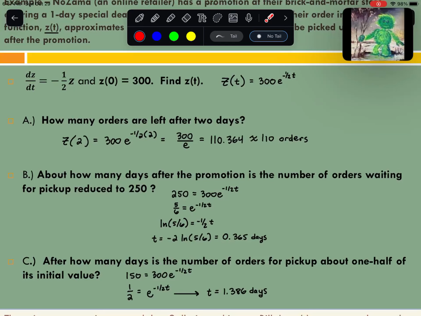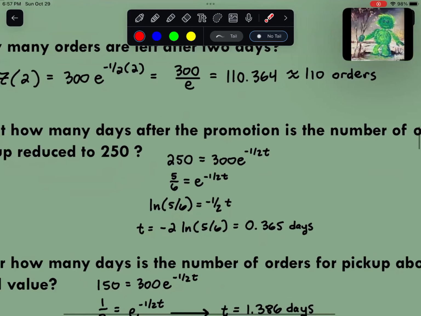Okay, so again, algebra, right? I'm dividing by 300 and immediately simplifying that fraction down. We need to pull negative 1/2 t out of an exponent, right? So we've got a base of e here. We're going to take the log on both sides. Log of 5/6, log of e to the negative 1/2 t. We get the nice cancellation from the log function in the exponential. Things are starting to look simpler.